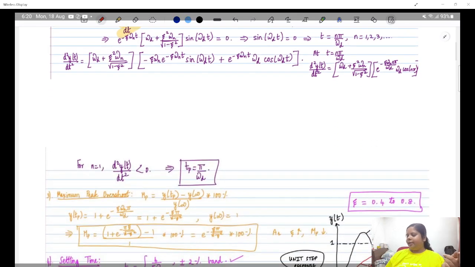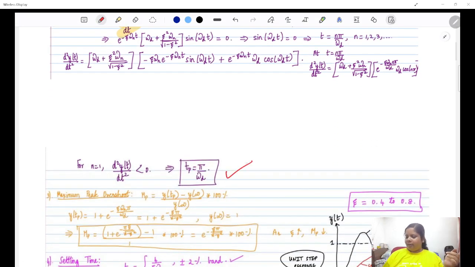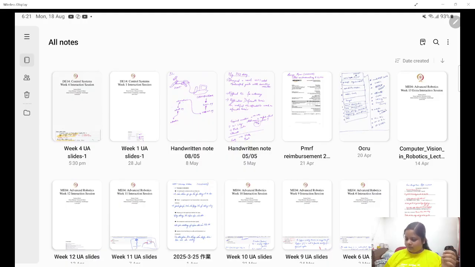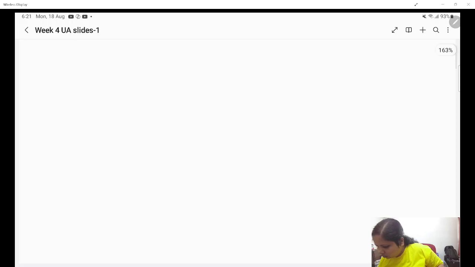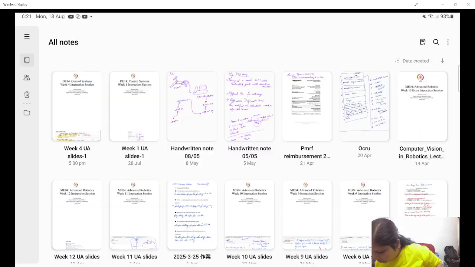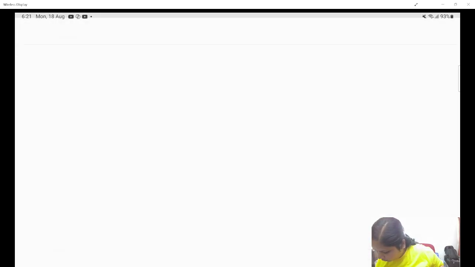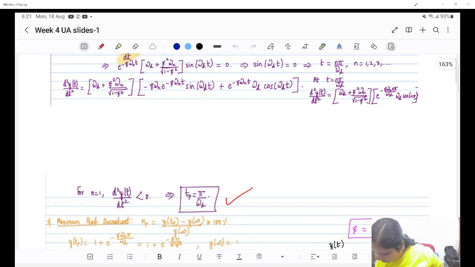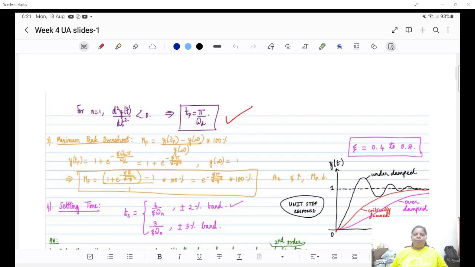From here you can directly see that peak time is given by pi by omega d.